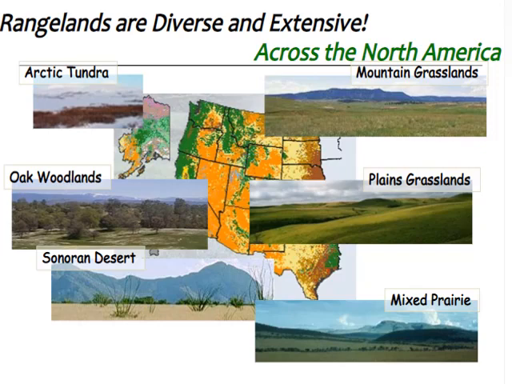Rangelands are diverse and extensive. Just to show you, across North America, we have mountain grasslands, we have plains grasslands, we have mixed prairie, we have Sonoran desert, we have oak woodlands, and we have Arctic tundra. And those are just some of the things that would qualify as rangelands.